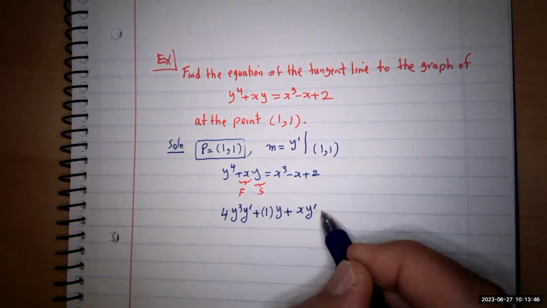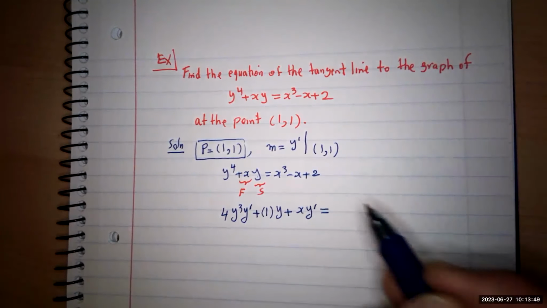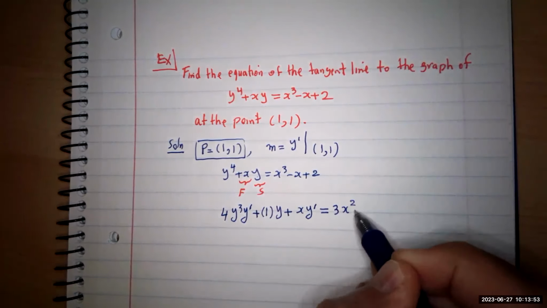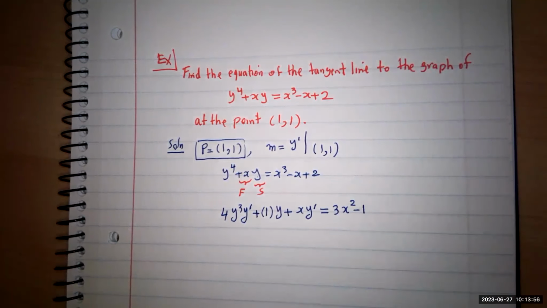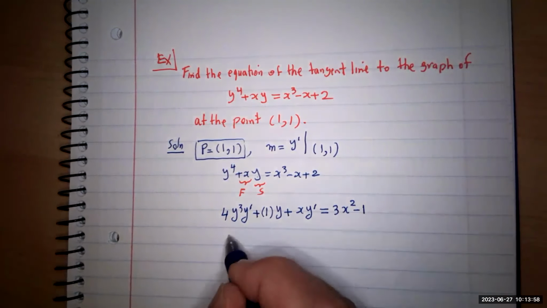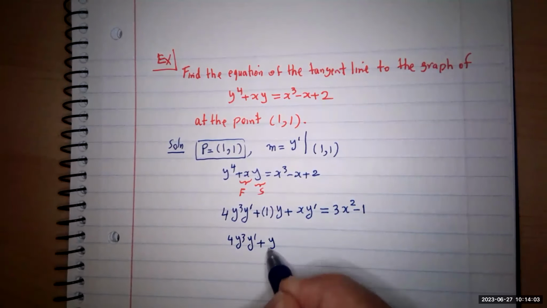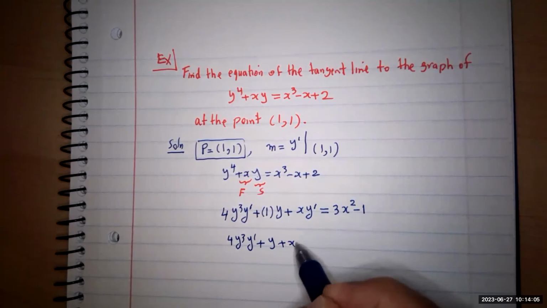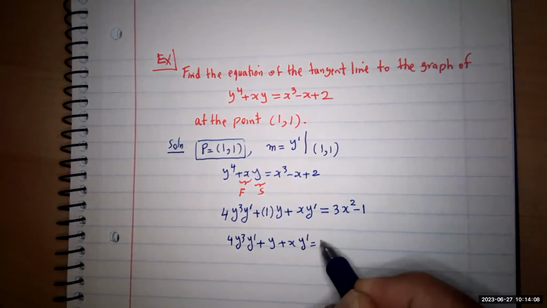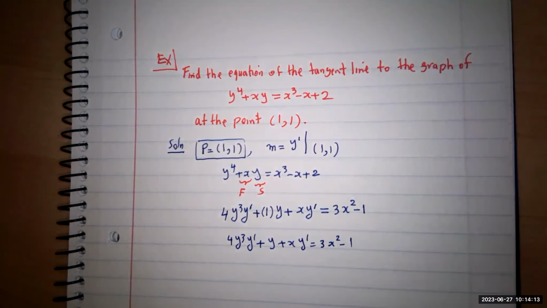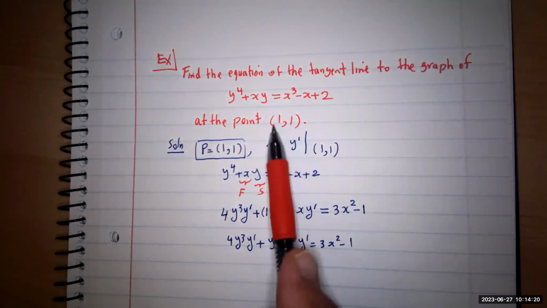The other part is easy. Remember, you differentiate both sides. That's ordinary differentiation that gives 3x squared minus 1. So this is what we have: 4y cubed y prime plus y plus x y prime equals 3x squared minus 1. It's a tangent line problem, so don't solve for y prime now. You want it at (1, 1).